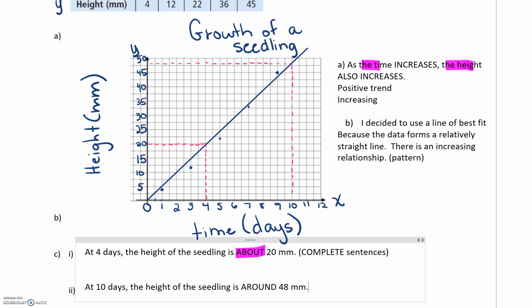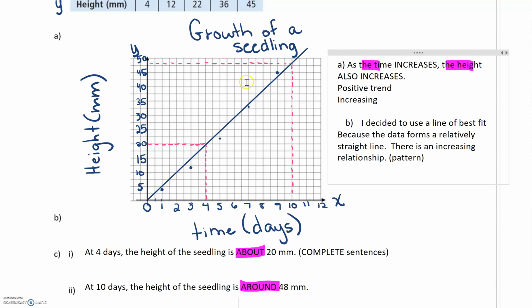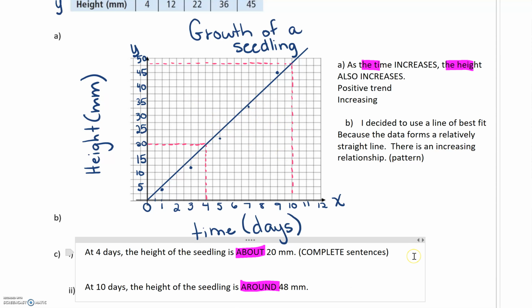So again, I'm using keywords. I'm using a complete sentence. And because I'm estimating, I have the word about or around. I've shown my work on my graph. This shows that I know where it came from.